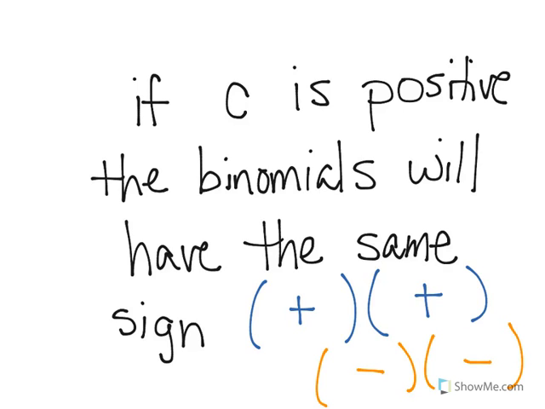So our binomial factors will either both be positive or both be negative, and we'll drop in our variables in the front, and then we need to decide what our other factors are going to be as our second term. But again, if c is positive, the binomial factors will have the same sign. Either both will be positive or both will be negative.